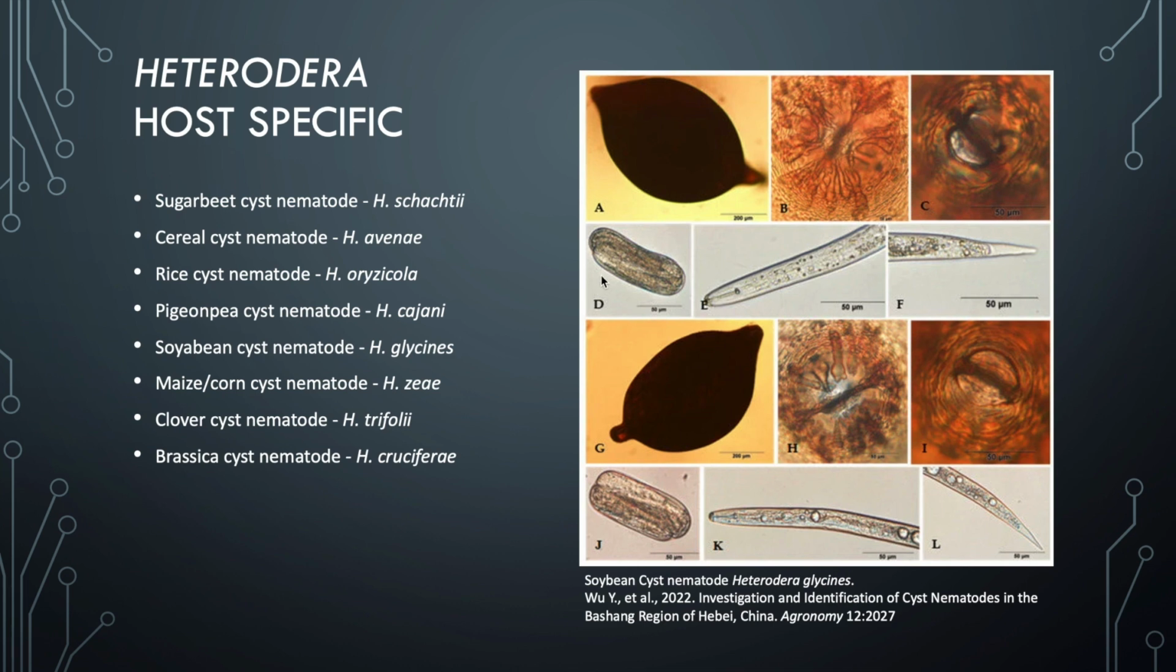This is an egg that has the juvenile nematode developing inside. This is an infective juvenile called J2, and this is the sugar beet cyst nematode, showing the difference between the features of the soybean cyst nematode as opposed to the sugar beet cyst nematode.